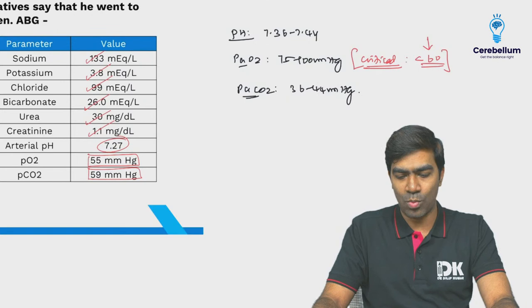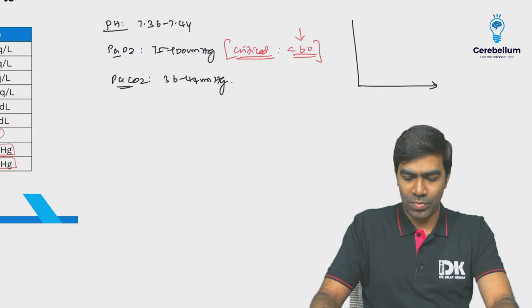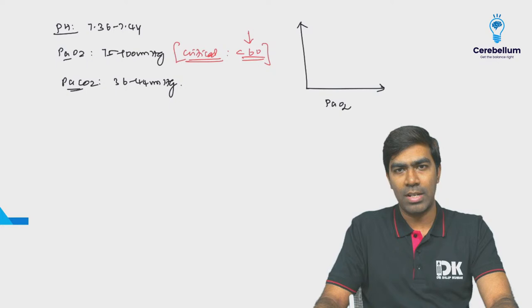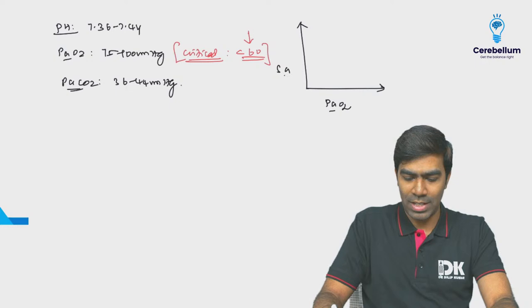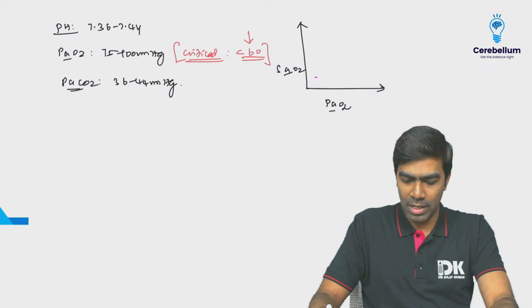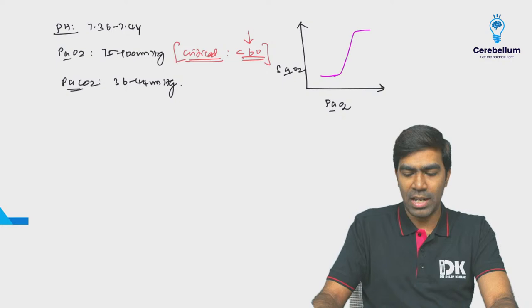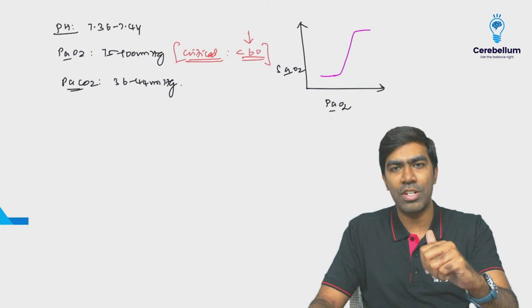So look at this diagram. You know the oxygen hemoglobin dissociation curve. You have the PaO2 here, that's the partial pressure of arterial oxygen, or arterial oxygen tension. On the other hand, you have the saturation of oxygen in the hemoglobin, right? So the curve is going to be steep like this in the middle part, but in the beginning and at the end, it's going to be flat. So it follows something called a sigmoidal shape.